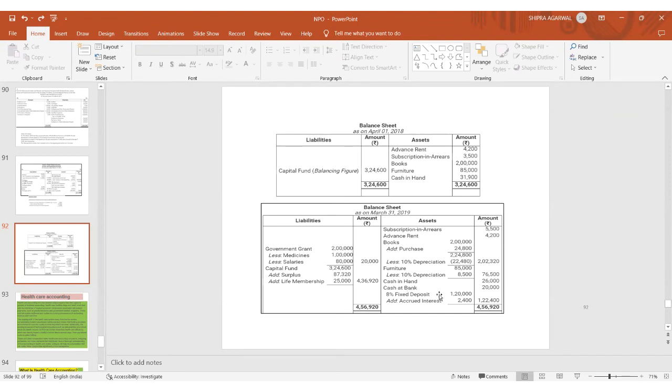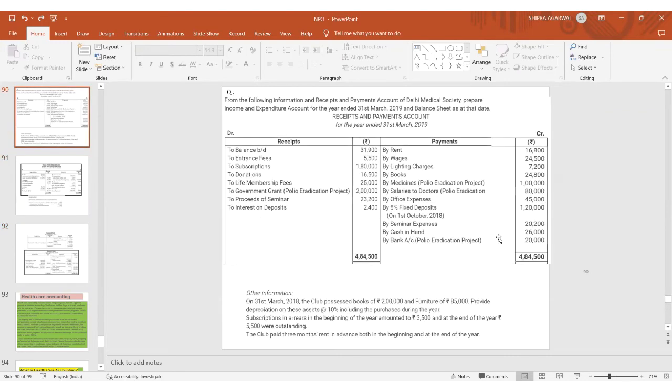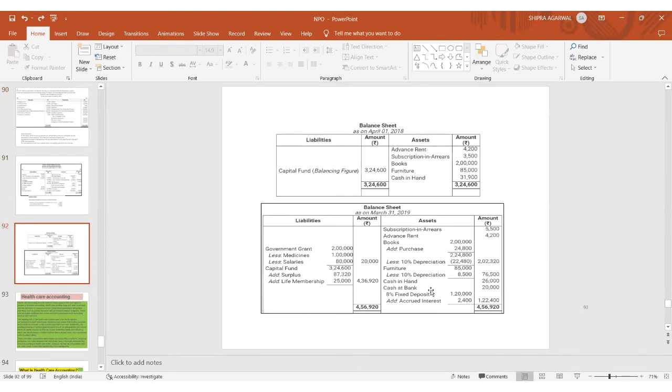Then cash in hand and cash at bank, you can get it from your receipts and payments account. I'll show you here, right? So that is to be shown over here.